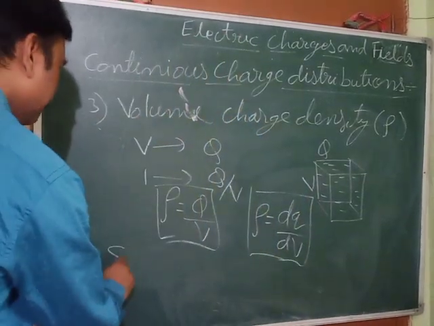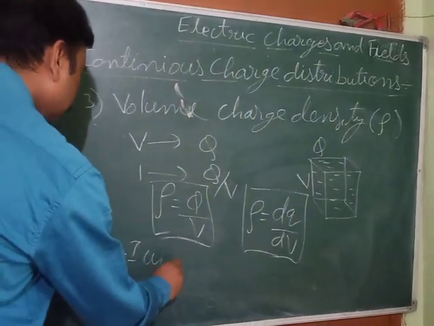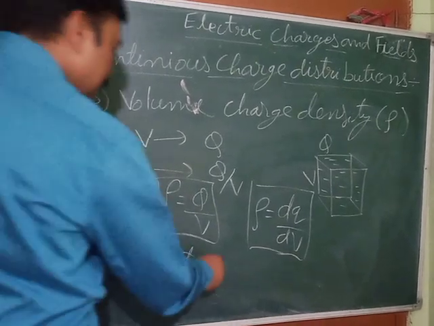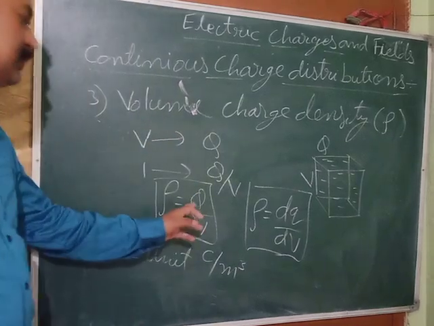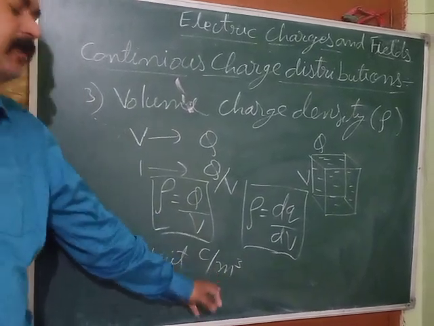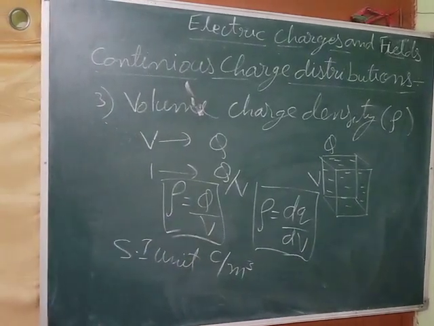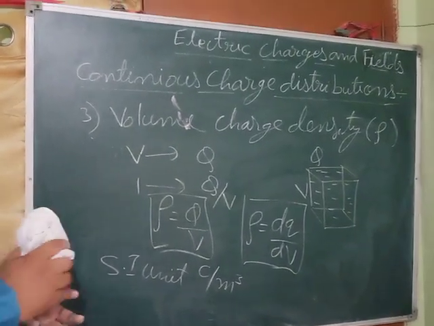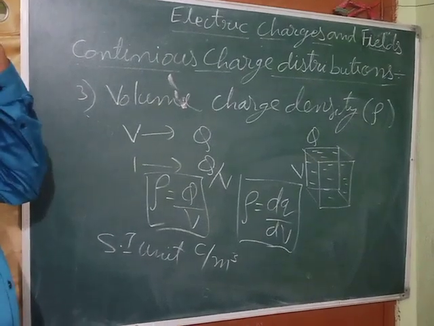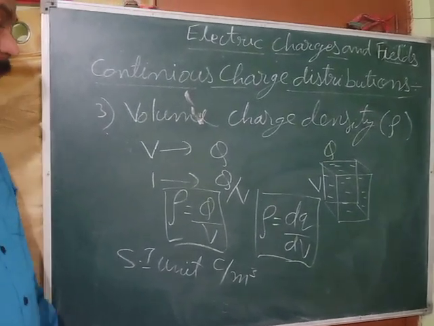And its SI unit will be coulomb per meter cube, because charge has the unit coulomb and volume has meter cube. So the SI unit is coulomb per meter cube. Now, how to use this in order to find the force? Let us discuss that.